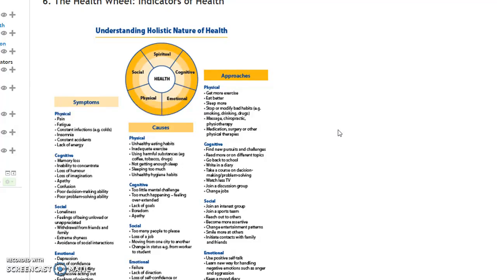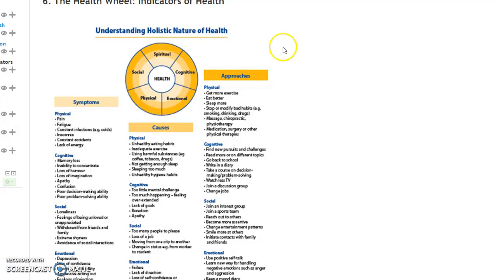So talking about that, if you take a look at the symptoms list, if you were treating somebody, for example, let's say they come in and they have physical pain, you need to look at what are the causes of that pain. So you can then look at the causes column. You're going to see that maybe they use harmful substances, or maybe they haven't been getting enough sleep, or maybe they have really unhealthy eating habits. And what are the approaches to helping that person with the symptoms and causes of their pain? Well, maybe it's that we recommend they get more exercise, or they eat better, or maybe they need massage, or maybe they need medication or surgery.